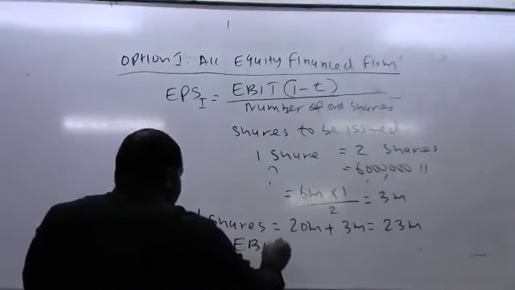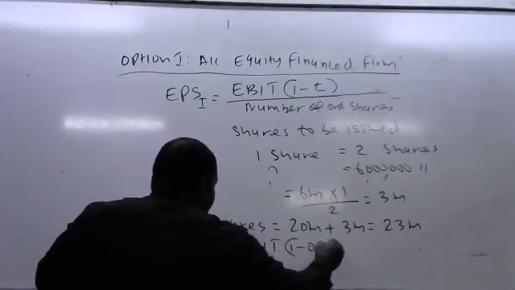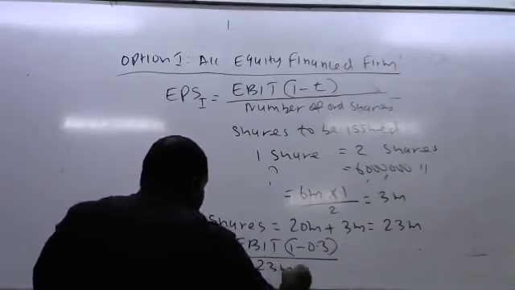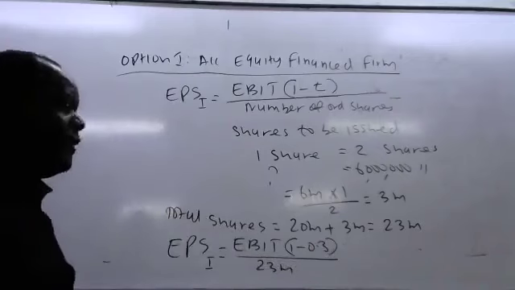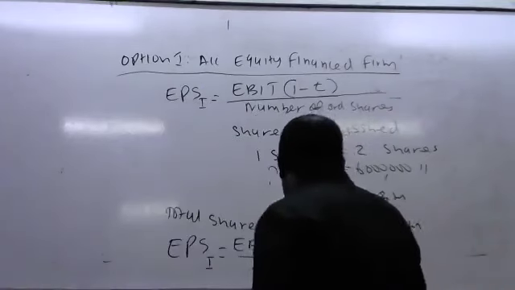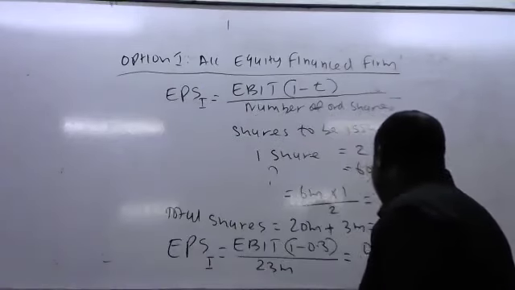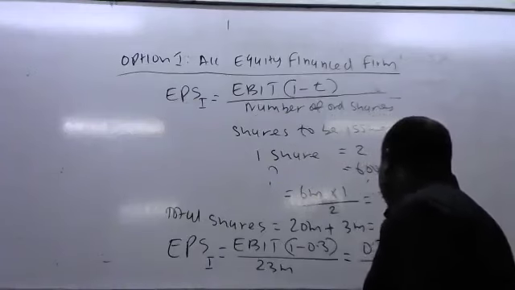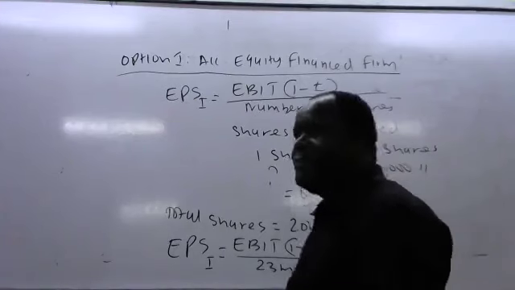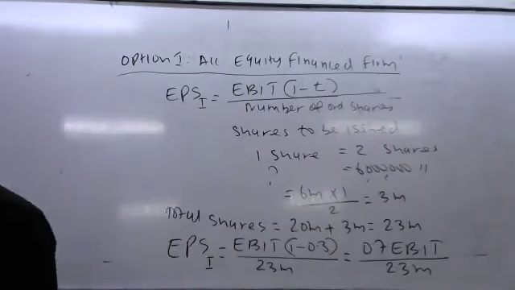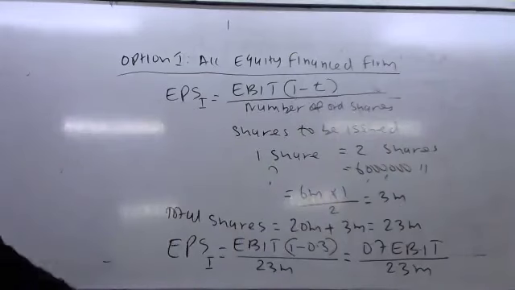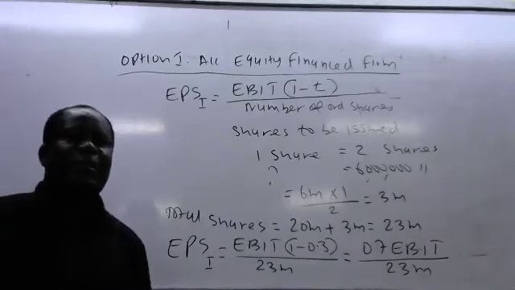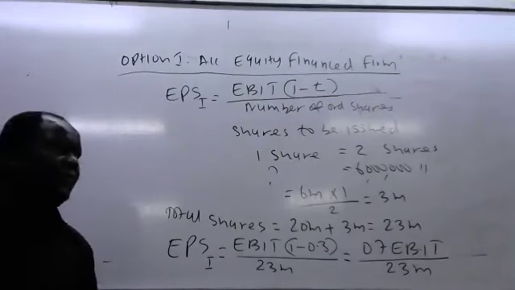So earnings per share now for option 1 would be earnings before interest and tax, with the corporate tax rate of 30%, divided by 23 million ordinary shares. So finally, the equation should be 0.7 times earnings before interest and tax, divided by 23 million. That is now our equation for option 1.